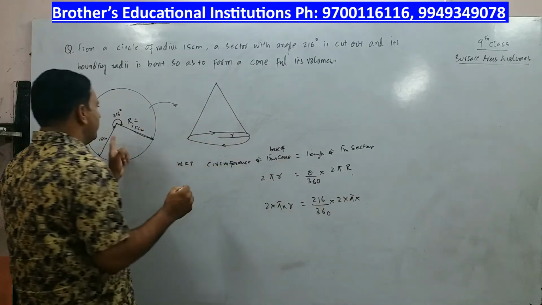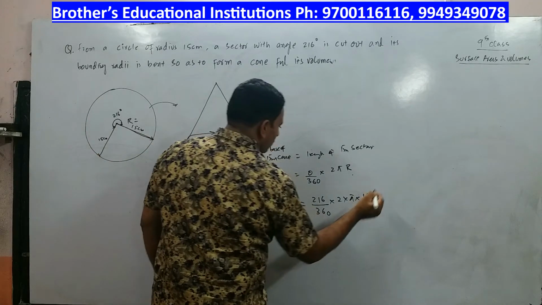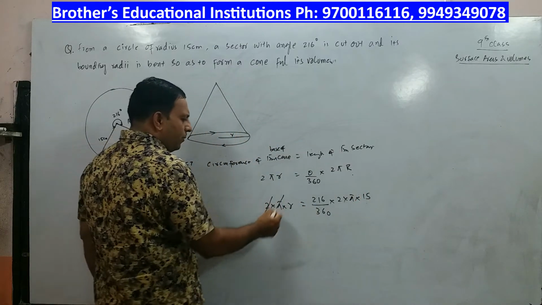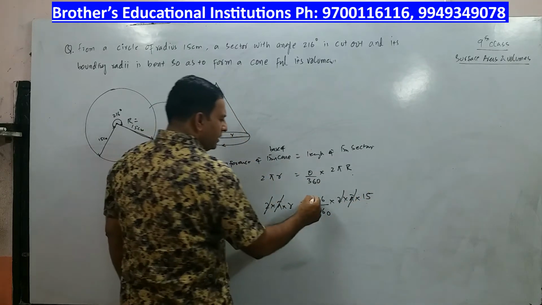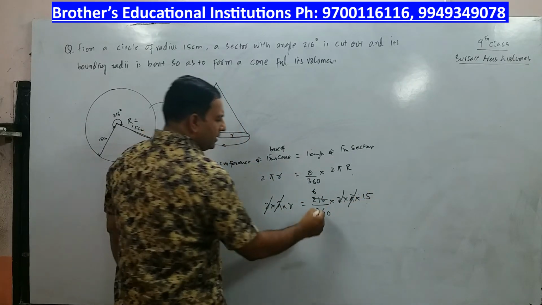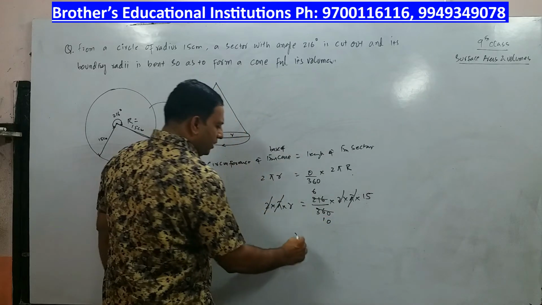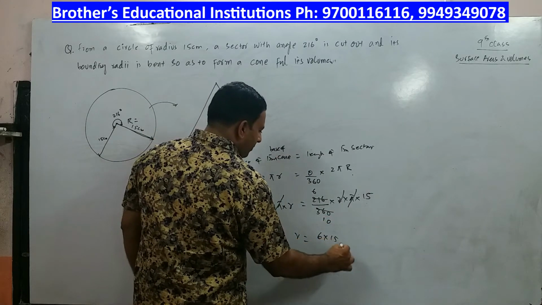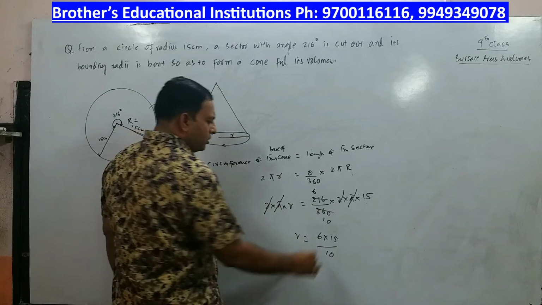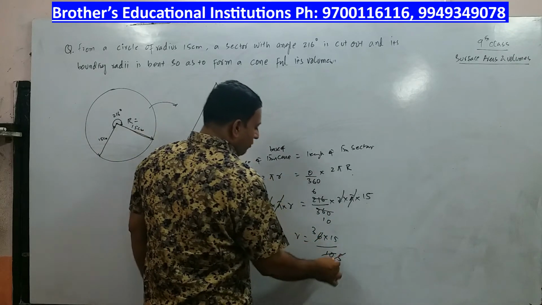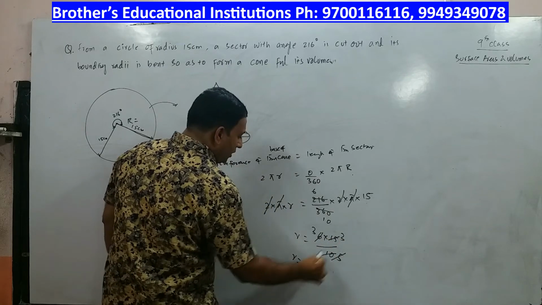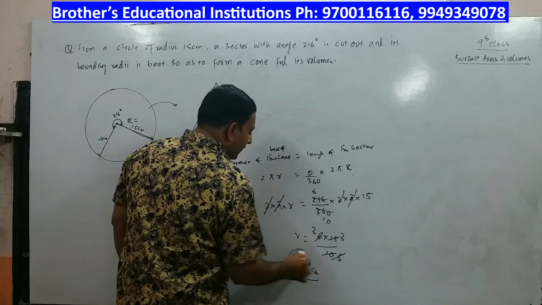What is the radius of the circle? It is 15. So any cancellations are possible? 2 pi cancel. And further any cancellation? Yes. 36 6s are 216, 36 10s are 360. So radius is equal to 6 into 15 by 10. Any cancellations? 2 3s are 6, 2 5s are 10, 5 3s are 15. So r is equal to 3 3s are 9 centimeters.